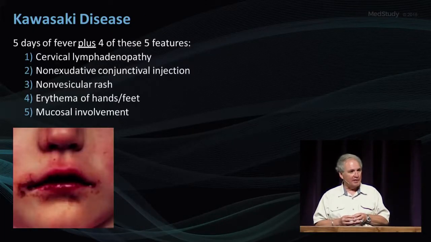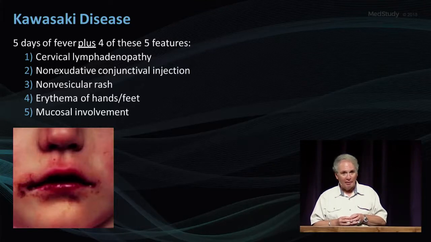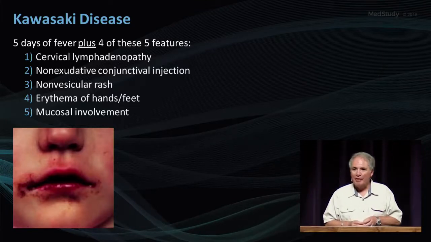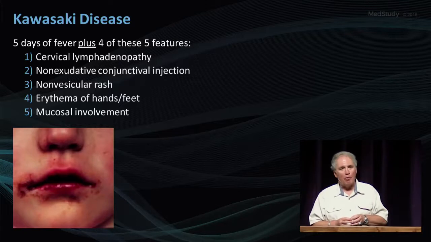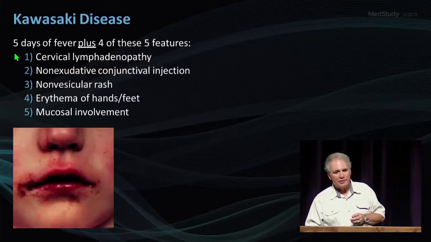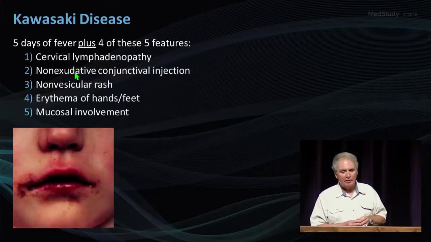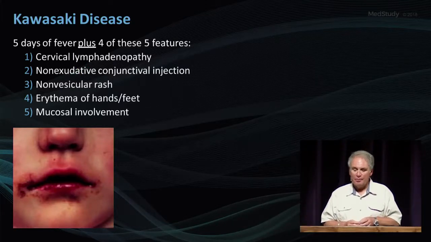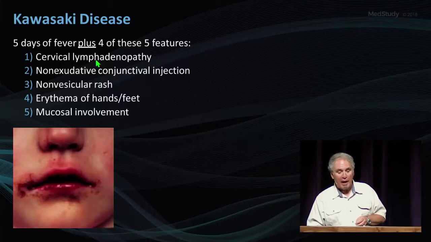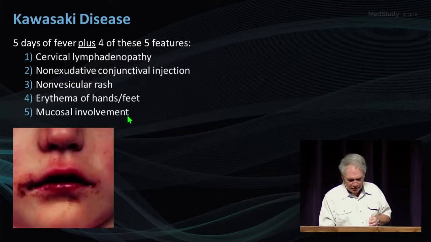Okay, ever see a kid like this? Everybody, right? Okay, so let's talk briefly about Kawasaki disease. It's an acquired heart disease after all. And we make the diagnosis after 5 days of fever plus 4 of these 5 features: cervical lymphadenopathy, non-exudative conjunctival injection, non-vesicular rash, edema of the hands and feet, mucosal involvement, Kawasaki's disease.